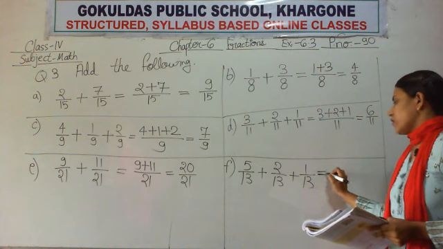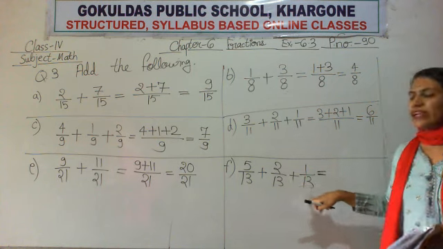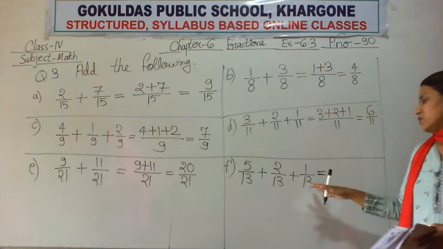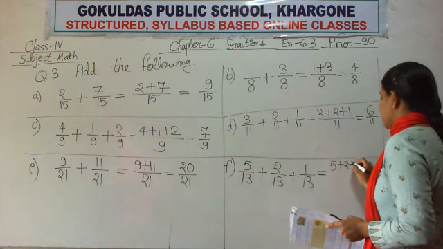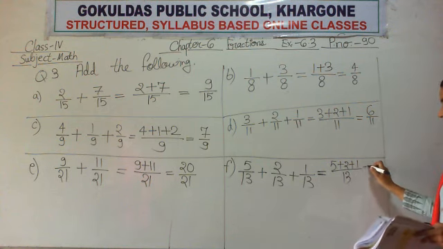So for addition, what do we do? First of all, we will check the denominator. All the denominators are 13. All the denominators are the same. So we add the numerators together. 5 plus 2 plus 1 over the same denominator, which is 13 here.